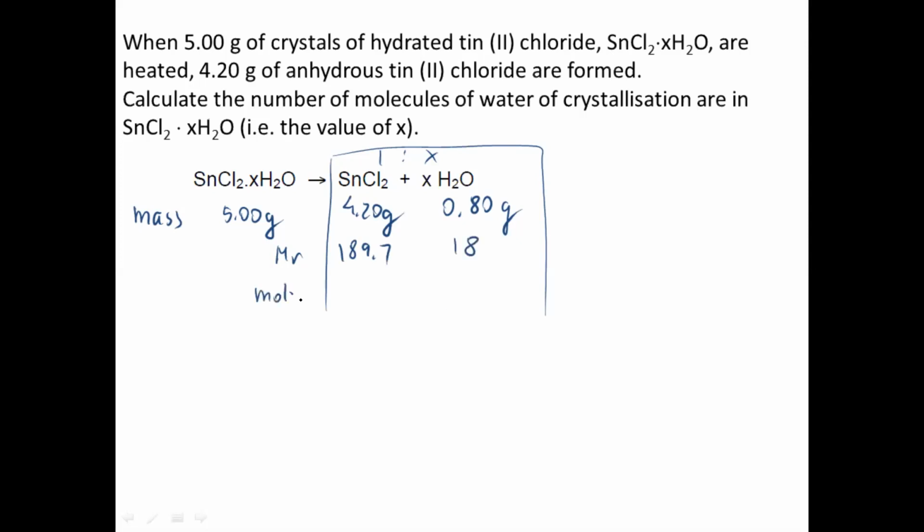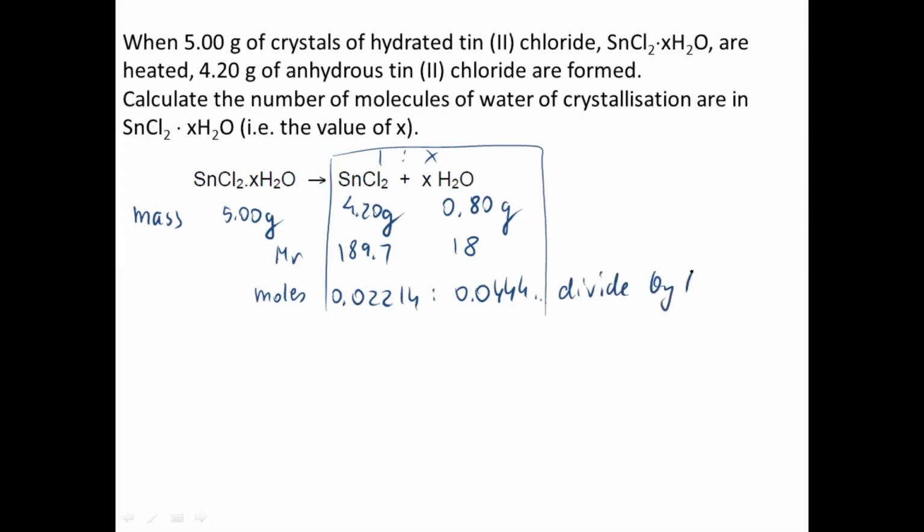So then you work out the moles. So 4.2 divided by 189.7 was 0.02214, and 0.8 divided by 18 is 0.0444, right? So this is the ratio, right? But we need a whole number ratio. So we can divide by the smallest.